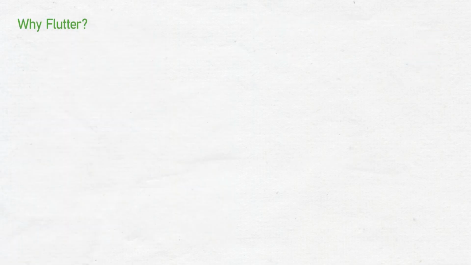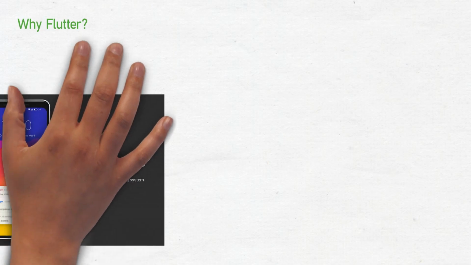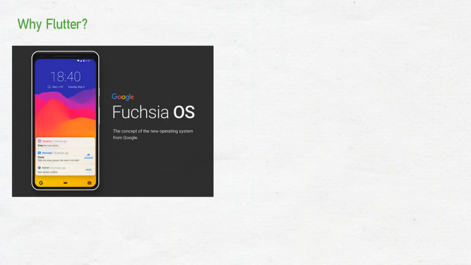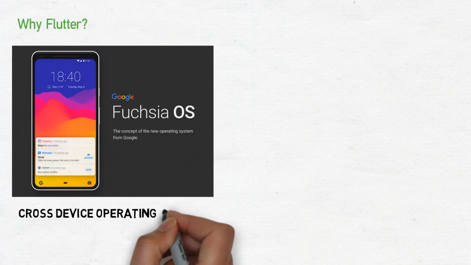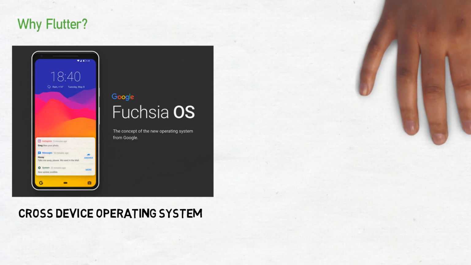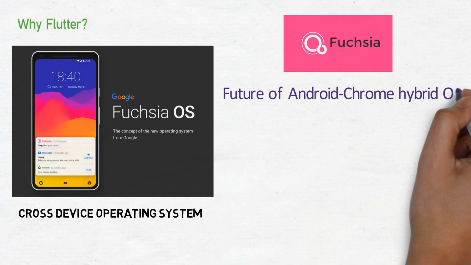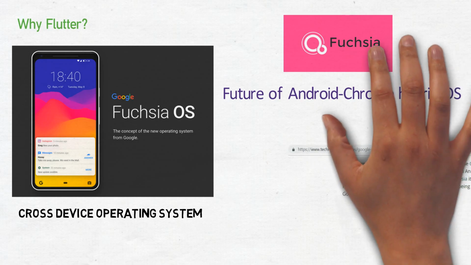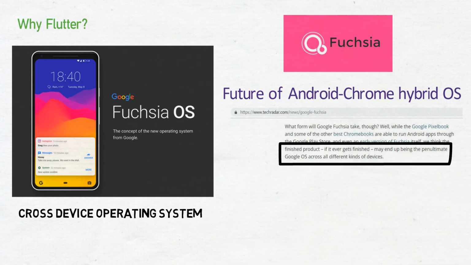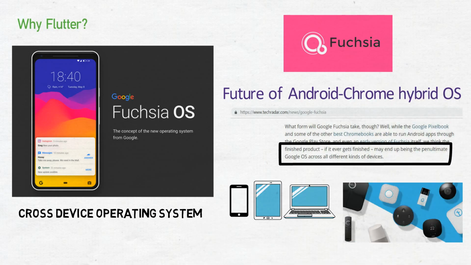Why Flutter? The Google game plan behind Flutter launch goes through the Fuchsia route. Fuchsia is a cross-device operating system by Google. Fuchsia is known to be the future of Google's Android Chrome hybrid OS. The team working on Fuchsia says they want it to be the penultimate Google OS running on all phones, tablets, laptops and smart home devices.